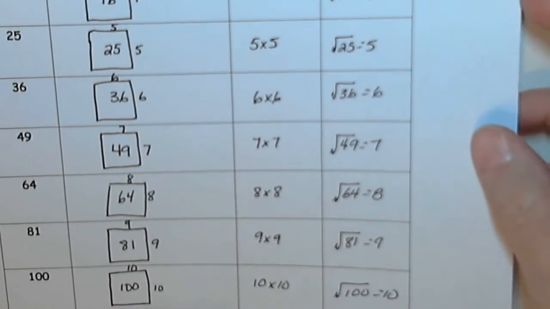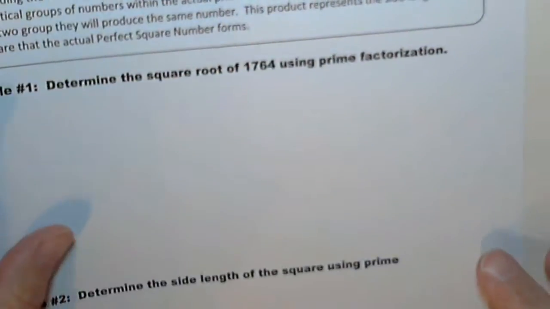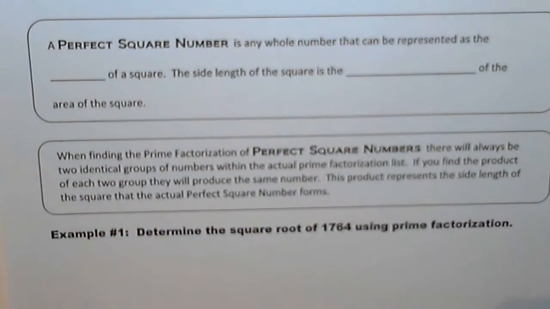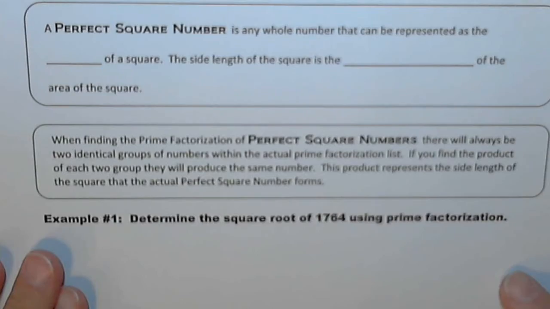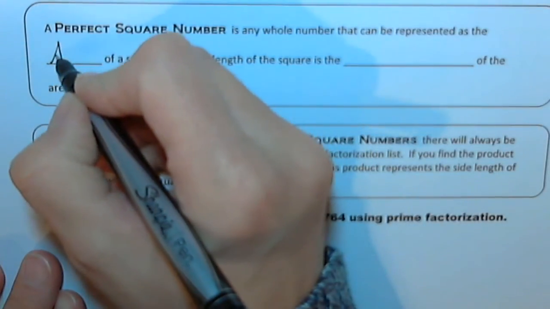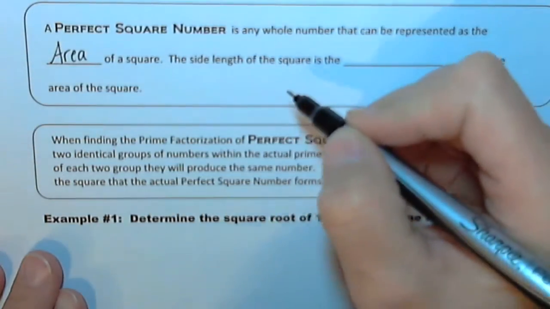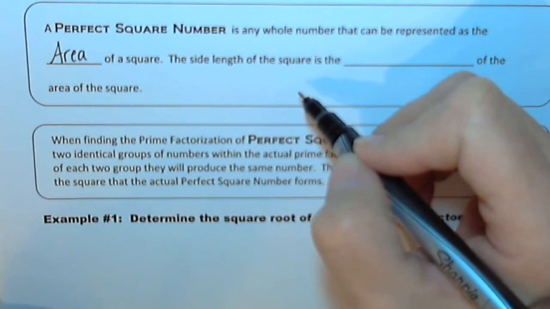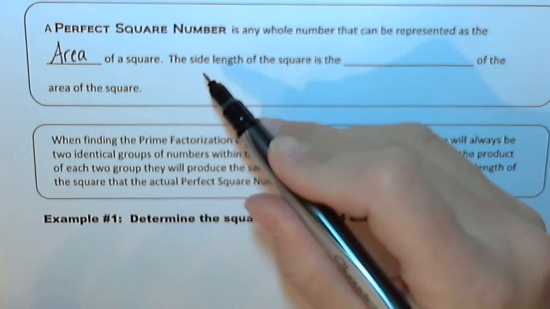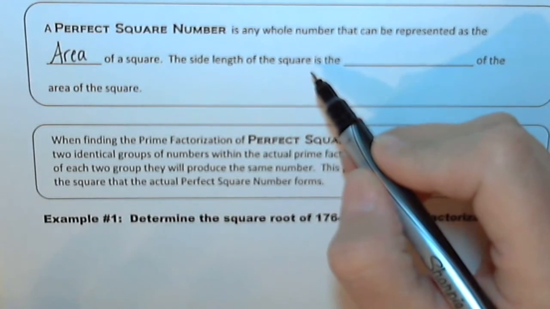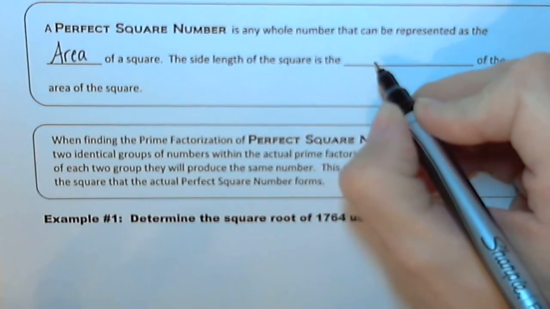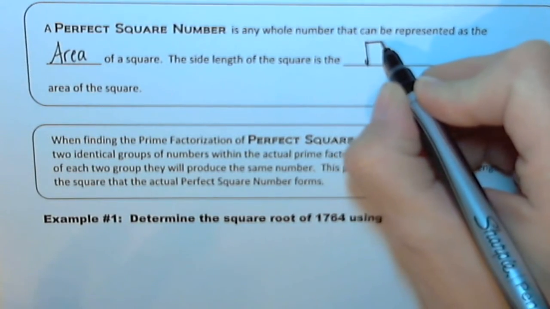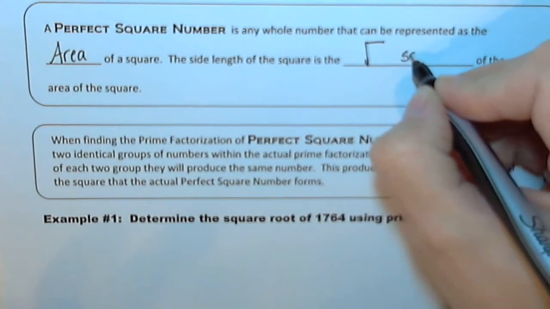All right, turn to the next page, and we have something to fill in here. A perfect square number is any whole number that can be represented as the area of a square. So any room that can be created using that number of squares, and if that room is square in itself, that number is a perfect square number. The side length of the squares is the square root. Now the square root symbol looks like that, and we write that as square root.